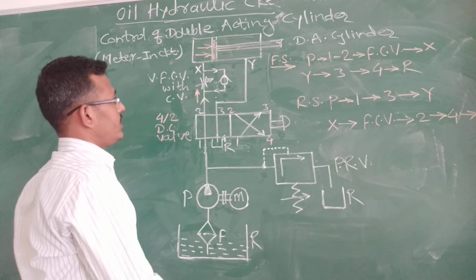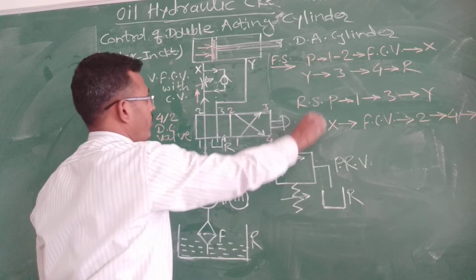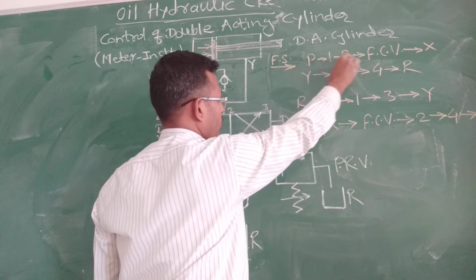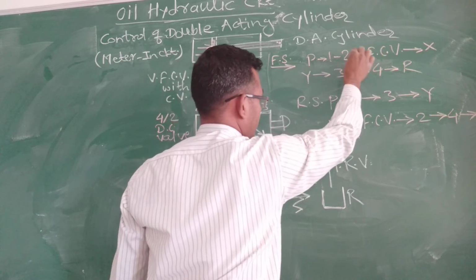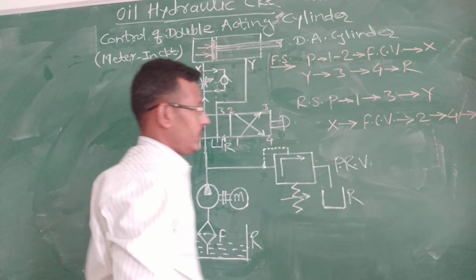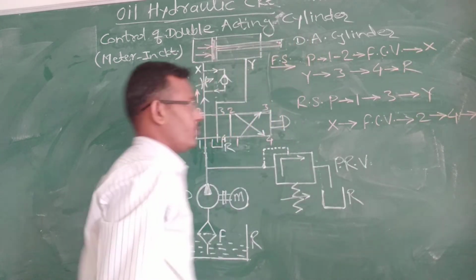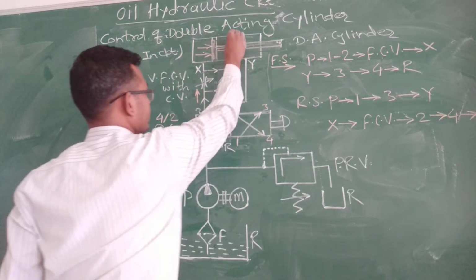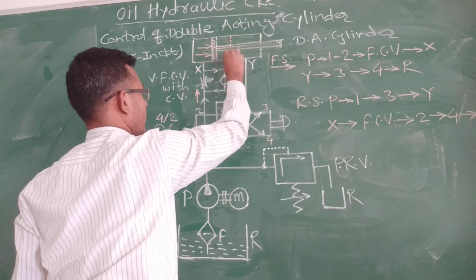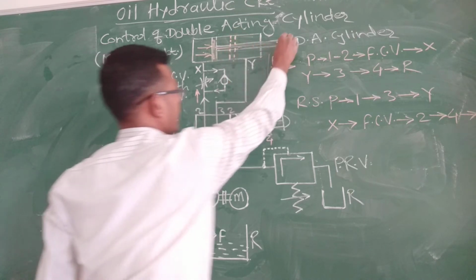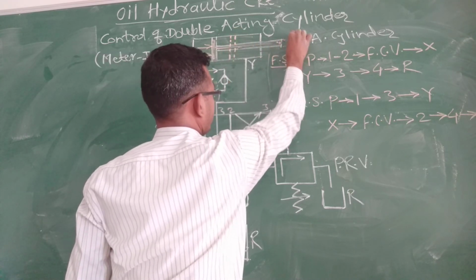Okay, here the oil flows from the pump to port 1, then port 1 to port 2, then to the flow controller, and finally through inlet port X. Okay, now the piston comes to this position, and this is the piston rod.